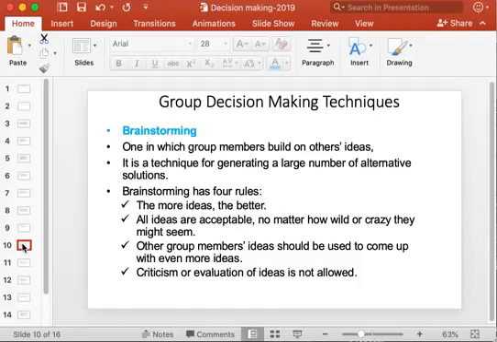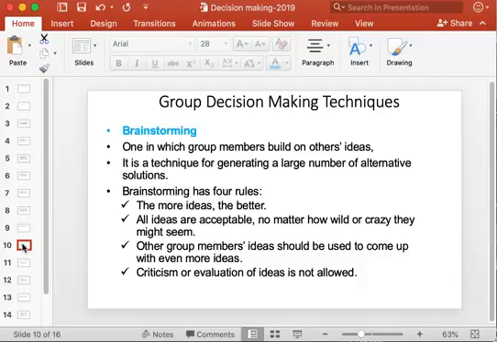And then other members take turns listening to the earlier members, and that is how group members can build on ideas that were already shared by the previous members. So it is a technique for generating a large number of alternative solutions.